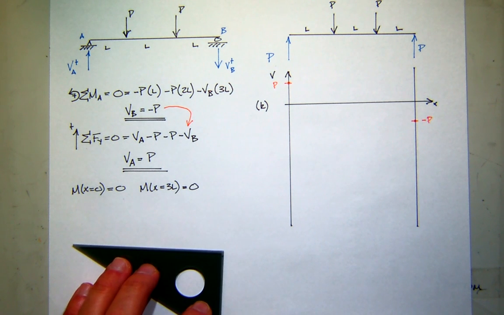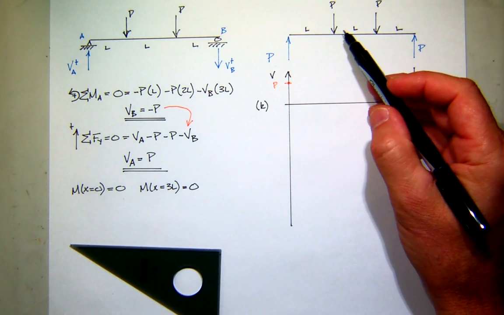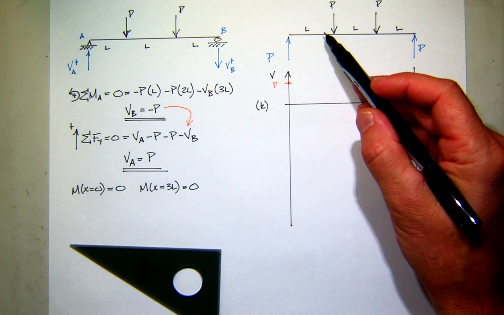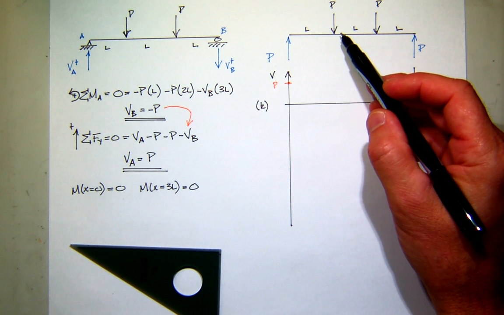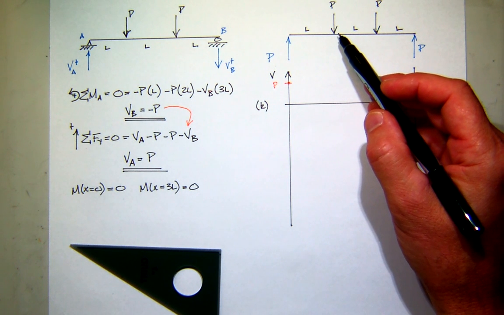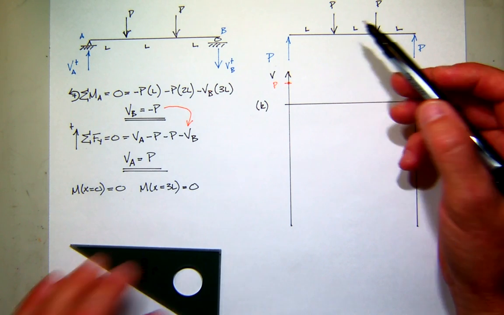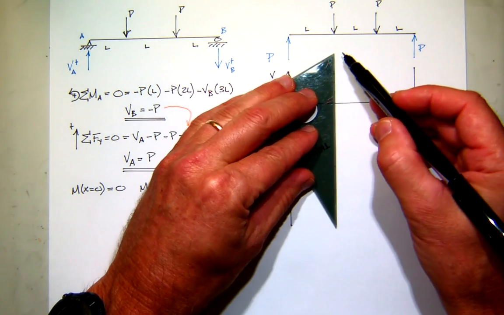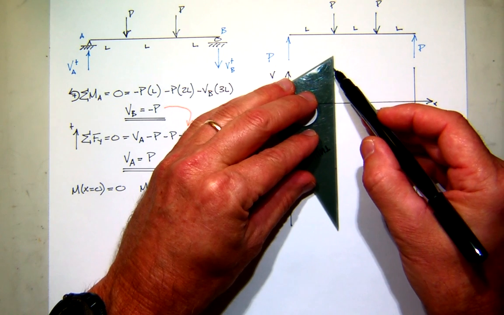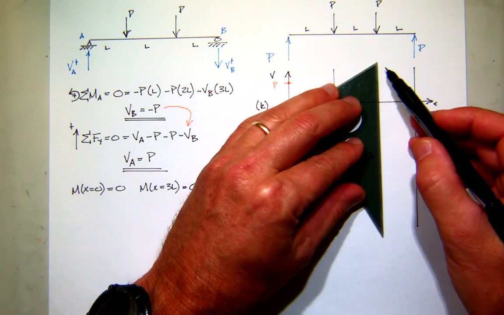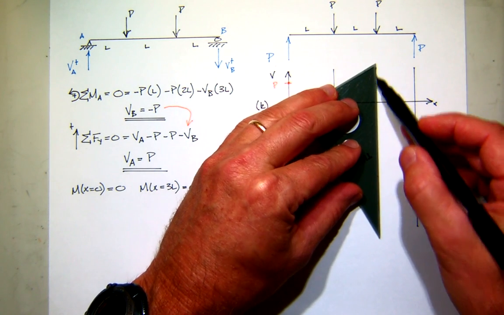I also know that I've got some interesting points here at P. What happens if I go from the left side to the right side of P? Something's going to change, right? What's going to change? Shear, moment, what? Shear. So that's going to be an important point. I'm going to add that into my template as a critical place that I might want to keep track of things.